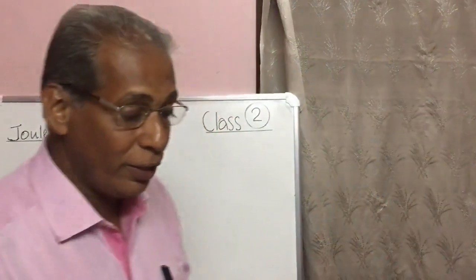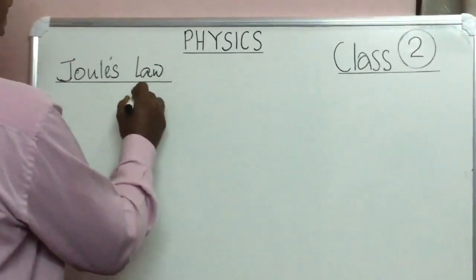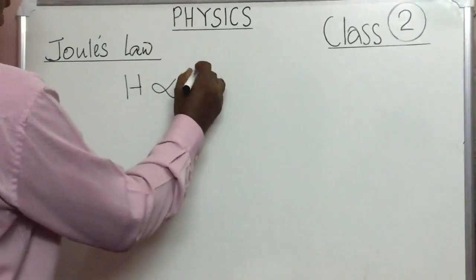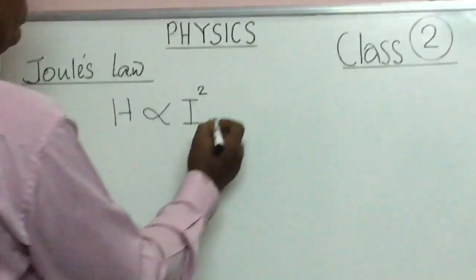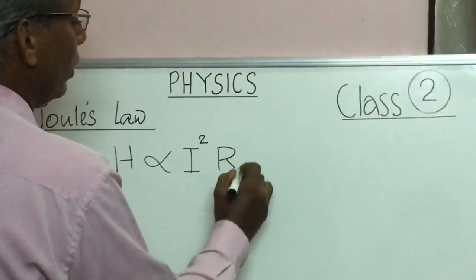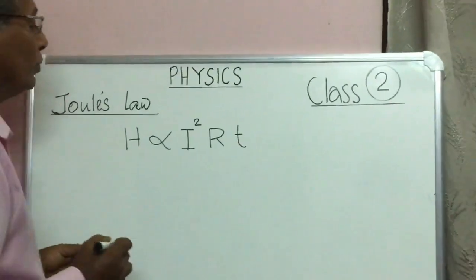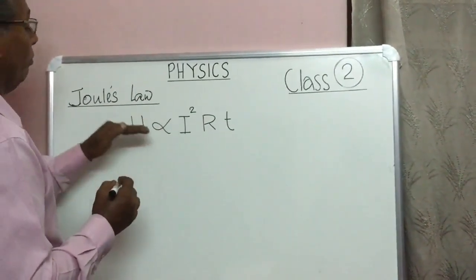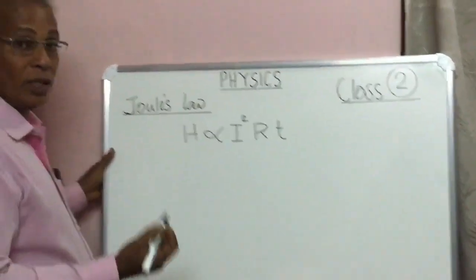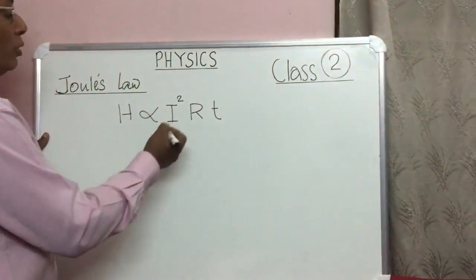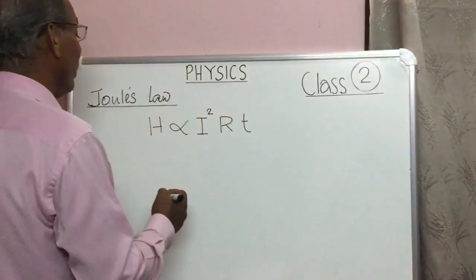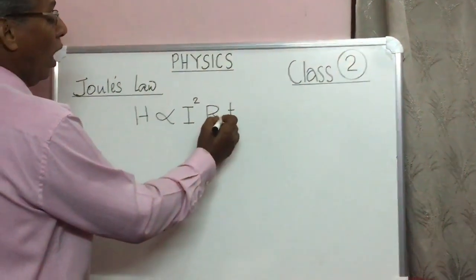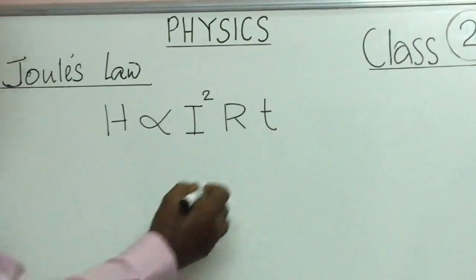Mathematically, we can write H, heat, proportional to square of intensity of electric current I square, resistance R, and time T. And to calculate the magnitude, that proportionality is converted into equality, with a constant of proportionality that we make 1 if we take H in joules, I in ampere, R in ohms, and time in second.